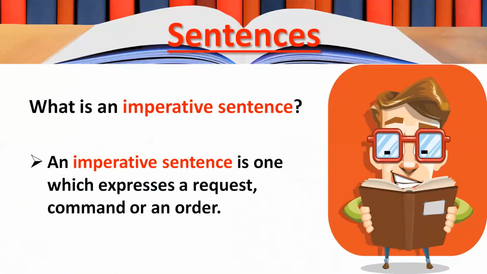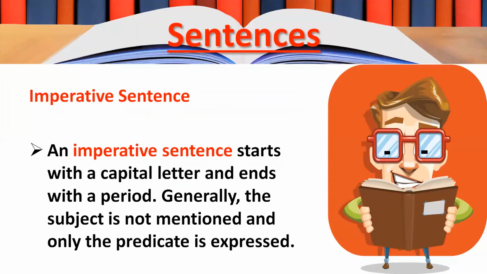Now, what is an imperative sentence? An imperative sentence is one which expresses a request, a command, or an order. It is when you are requesting something of somebody or giving a command or an order. An imperative sentence always starts with a capital letter and ends with a period. But generally, the subject is not mentioned in such sentences. There is no subject here and only the predicate is expressed. The subject is implied. You have to only understand it.